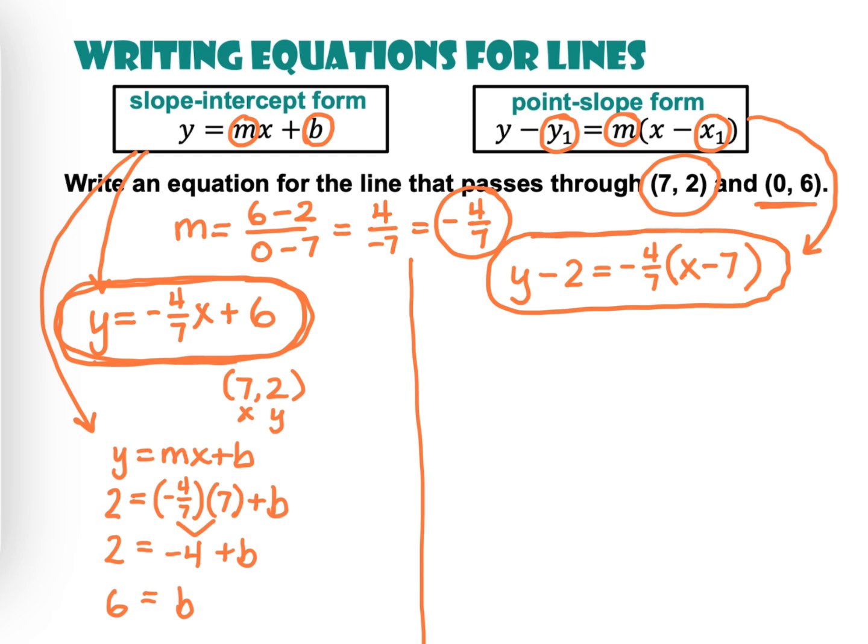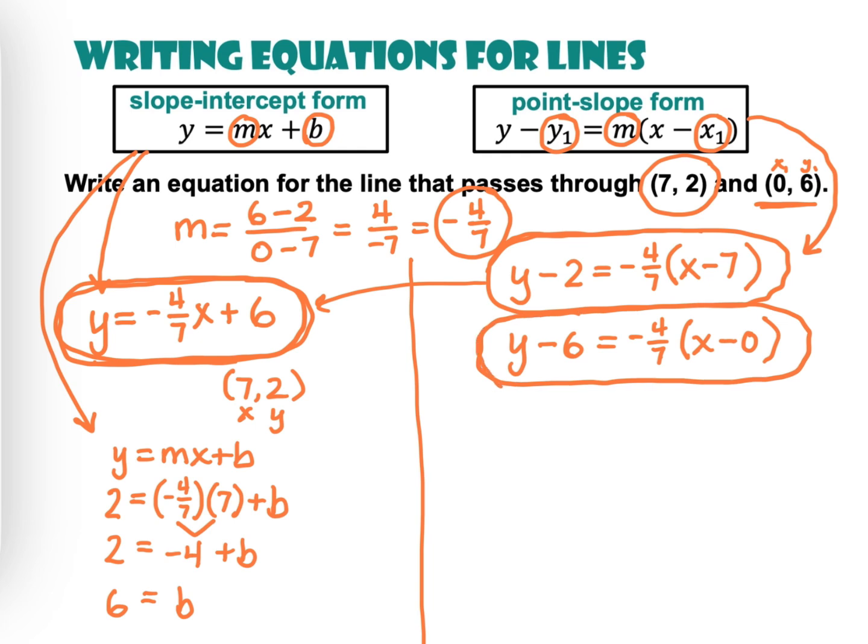It doesn't look like this other one. We could make it look like the other one if we wanted to. Another way we could have done that, if we use this as our x1 and y1, we could have done y minus 6 equals negative 4/7 times x minus 0. That would be a correct answer too.